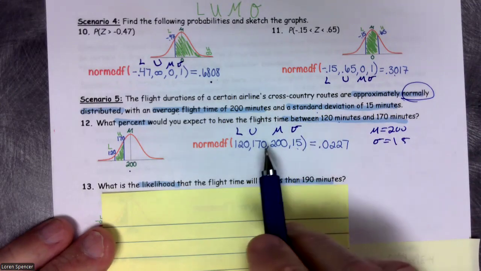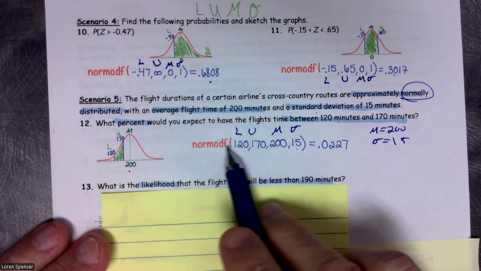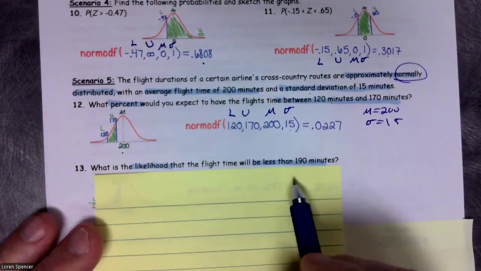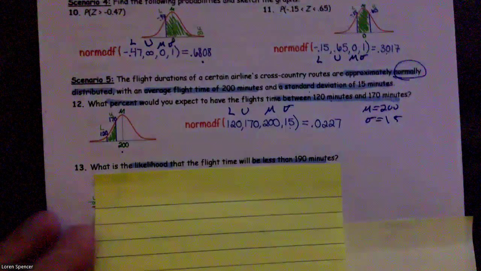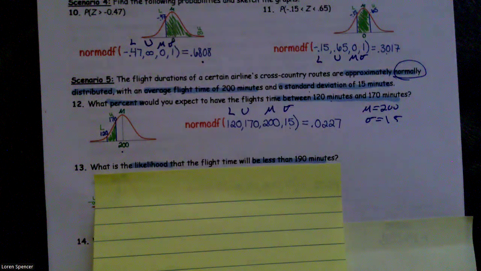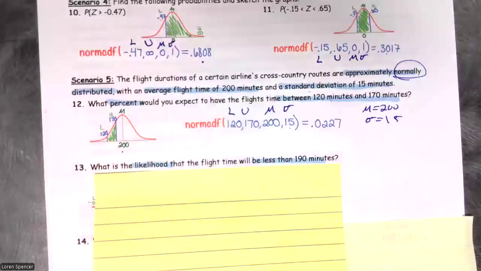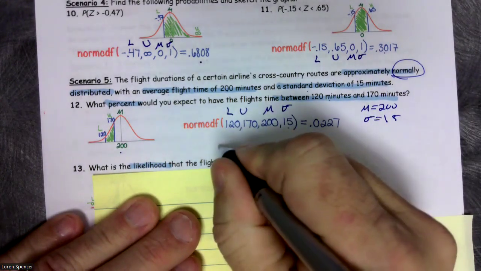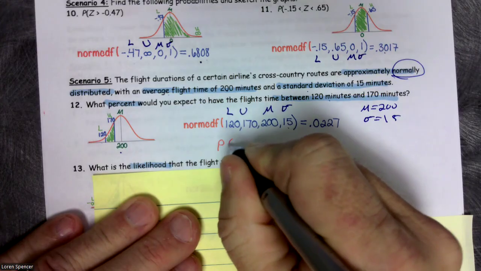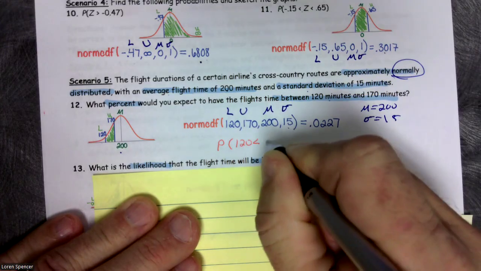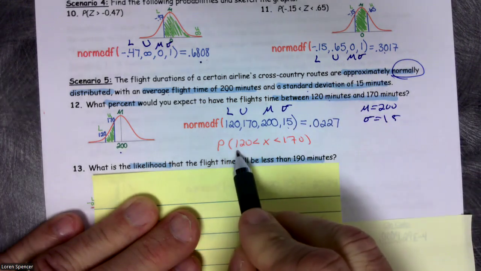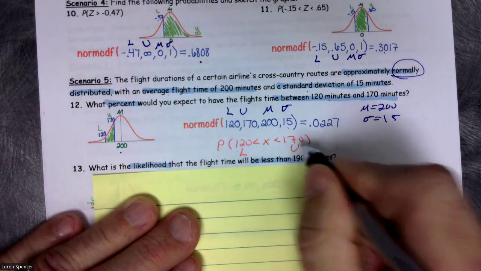By the way, if you write LUMO, you won't forget the order, you won't mess it up, and it's straight off the calculator. What is the likelihood that the flight will be less than 190 minutes? Okay, and you know what? I should have given the probability statement on the one above, so I'm going to go back to it. What they're asking for was the probability that 120 is less than X is less than 170, because this is my lower bound and this is my upper bound.